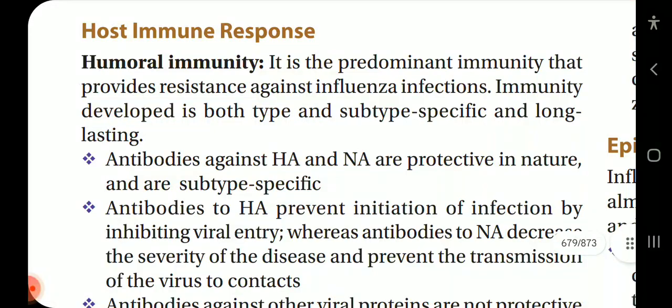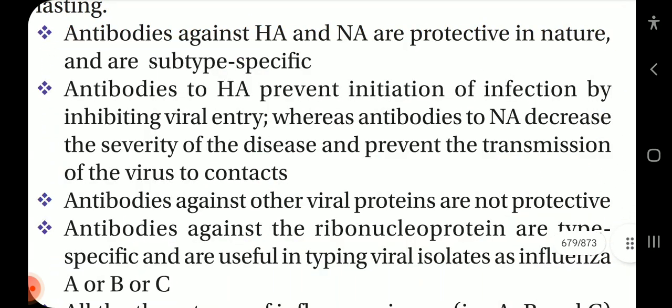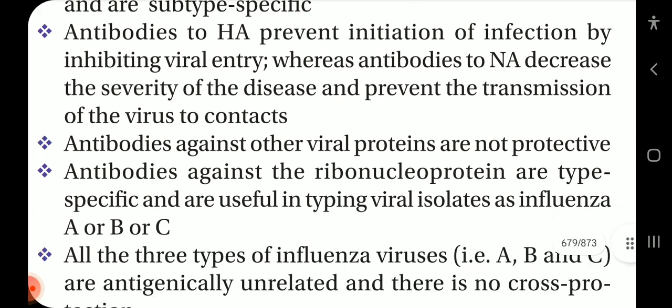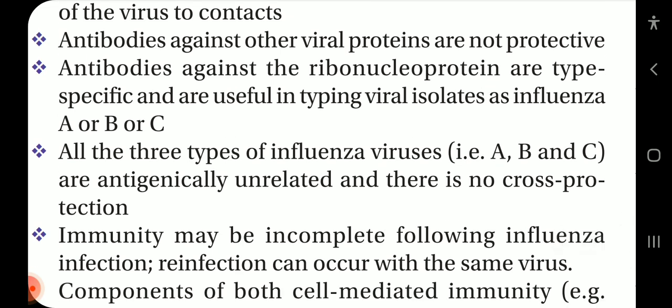Now, the host immune response. Humoral immunity is the predominant immunity that provides resistance against influenza infections. Immunity developed is both type and subtype specific and long lasting. Antibodies against HA and NA are protective in nature and are subtype specific. Antibodies to HA prevent initiation of the infection by inhibiting viral entry, whereas antibodies to NA decrease the severity of the disease and prevent the transmission of the virus to contacts. Antibodies against the other viral proteins are not protective.